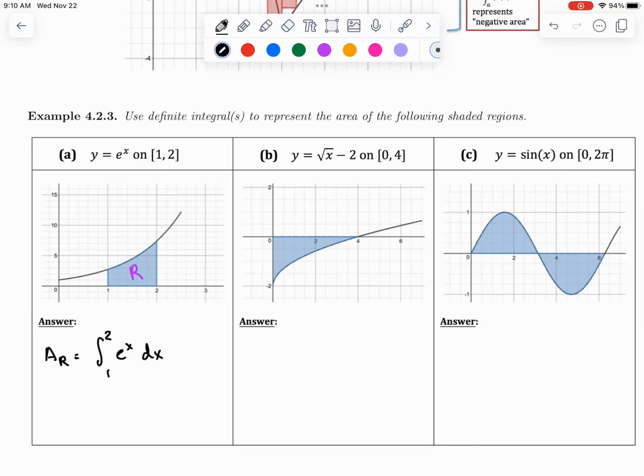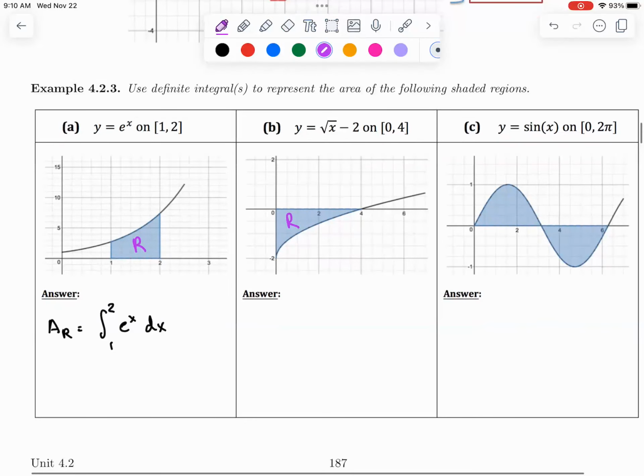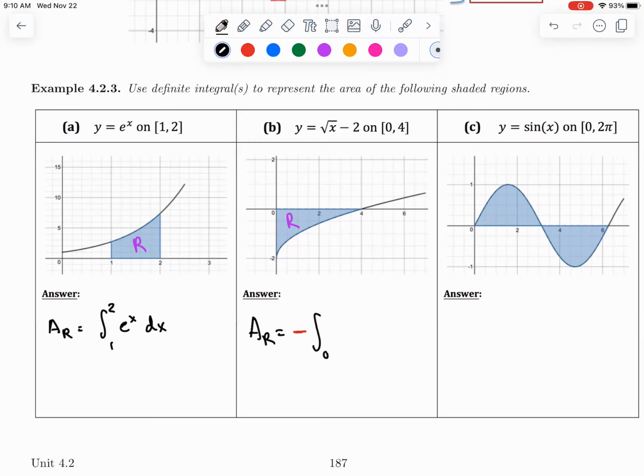Whereas this one right here, y equals the square root of x minus 2. If you look at this, the curve is below the x-axis. So the actual integral from 0 to 4 of the square root of x minus 2 is going to be a negative number. So what I do is tack on a negative sign to fix that. The area of the region is going to equal negative the integral from 0 to 4 of square root of x minus 2 dx.